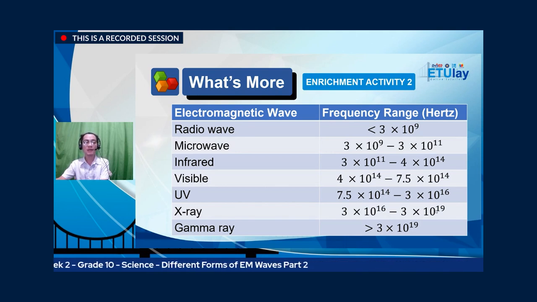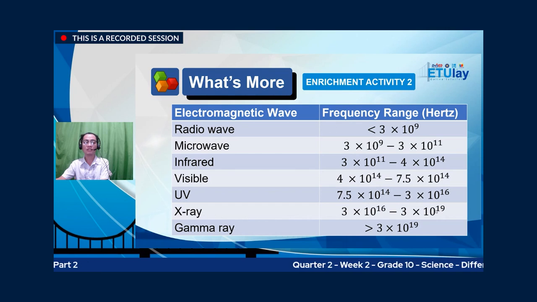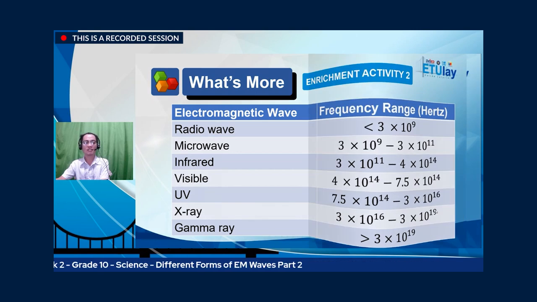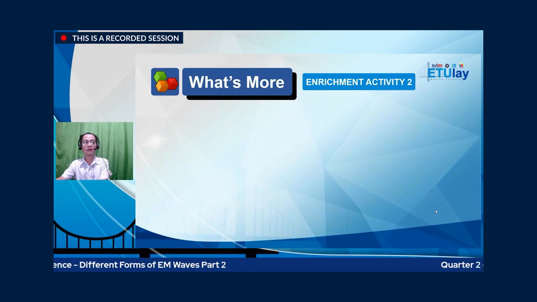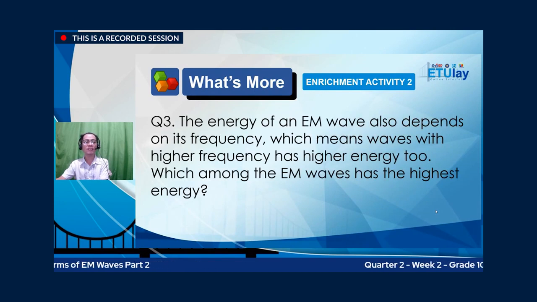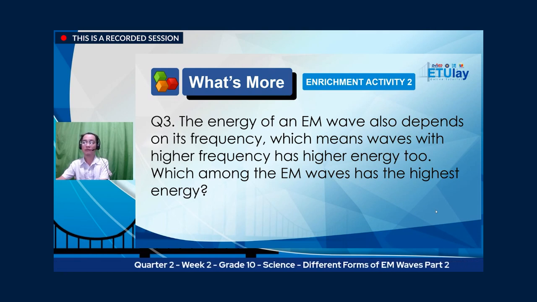Ultraviolet rays, 7.5 times 10 to the 14 to 3 times 10 to the 16. X-ray, 3 times 10 to the 16 to 3 times 10 to the 19. And the gamma ray, greater than 3 times 10 to the 19 hertz. What have you noticed on the frequency ranges in terms of hertz as EM waves progresses from radio wave to gamma rays? But before you answer, let's move to the next part, and this is question number 3.